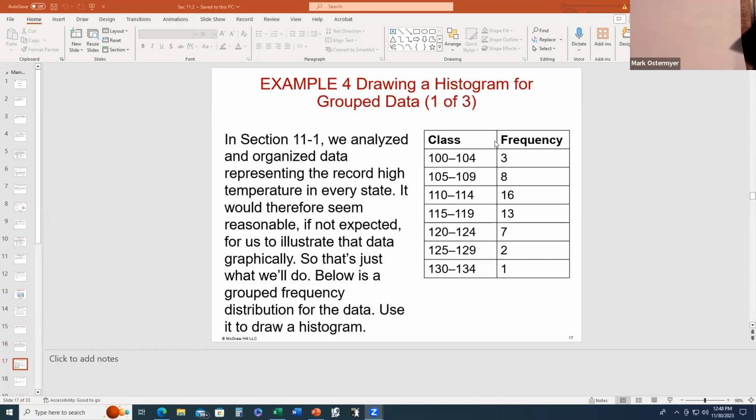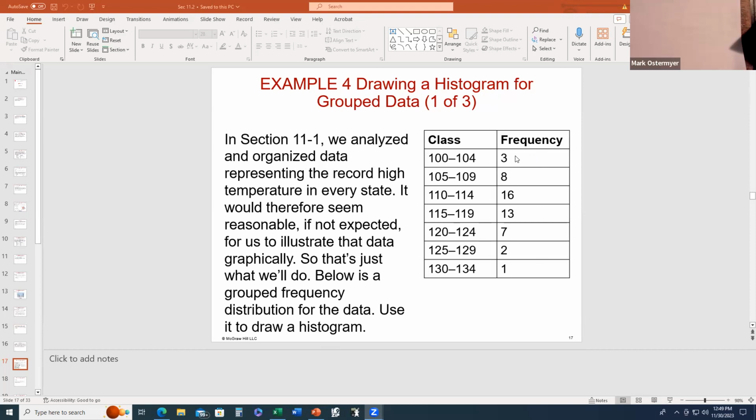So we saw a couple of days ago that we could build a frequency distribution table with class limits or class intervals, and then we have our frequency counts over to the right here. Now this data set represents the record high temperatures in every state. It would therefore seem reasonable, if not expected, for us to illustrate the data graphically.